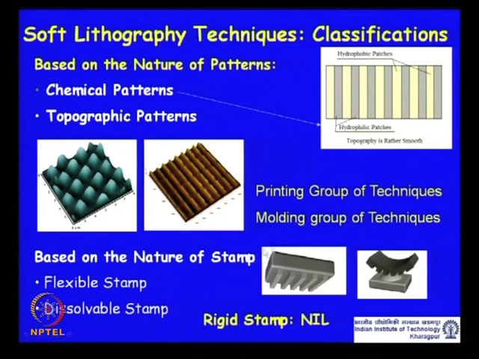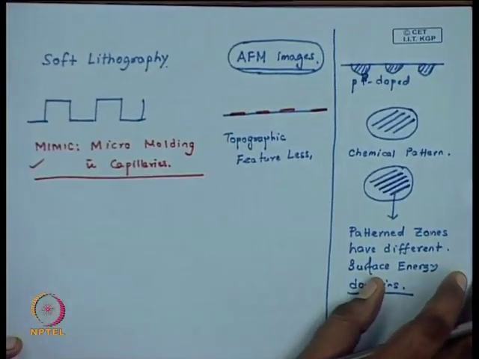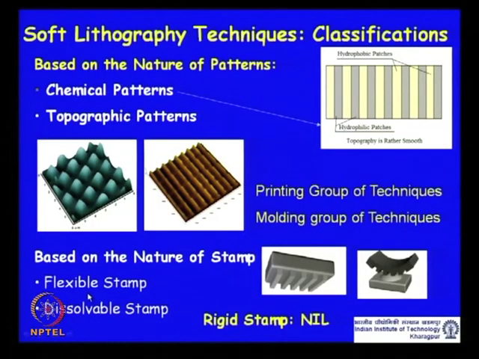Based on the nature of the stamp, well, you do not really distinguish the technique based on the nature of the stamp, but in principle remember this is the key difference between a soft lithography technique and nano imprint lithography. In classical nano imprint lithography, you typically use a rigid stamp. Most soft lithography methods, including MIMIC and other methods we are going to discuss, invariably rely, in their classical form, on flexible stamps. Of course, there are some methods in which flexible as well as dissolvable stamps have also been implemented.